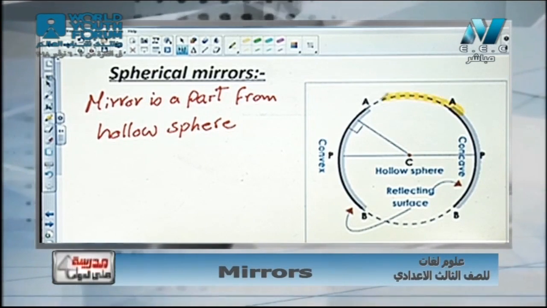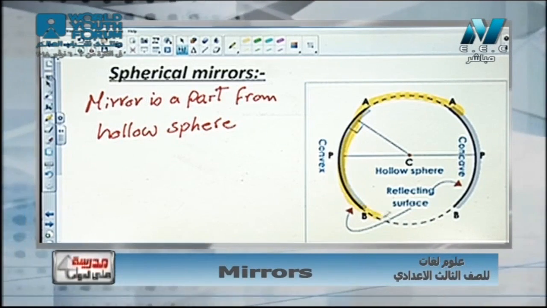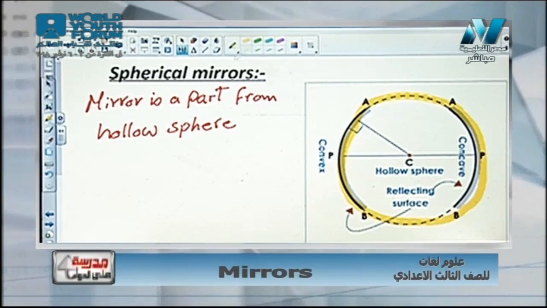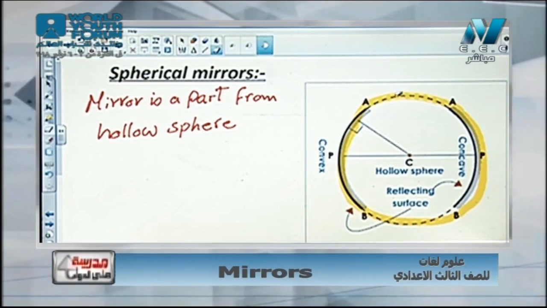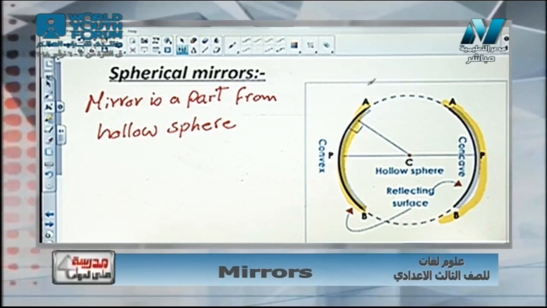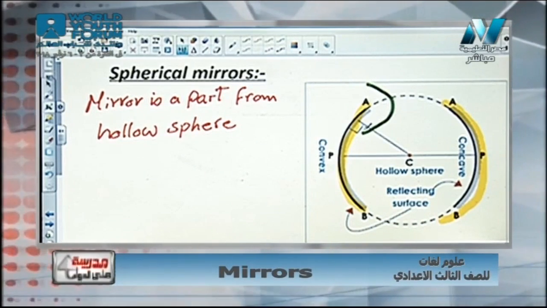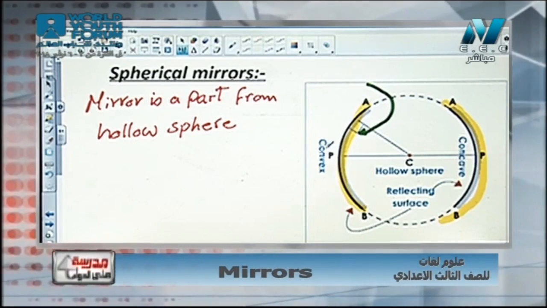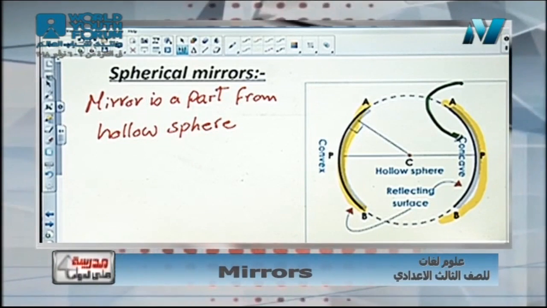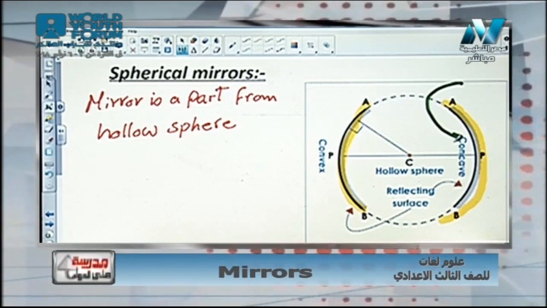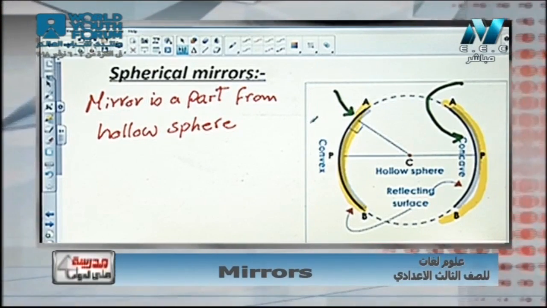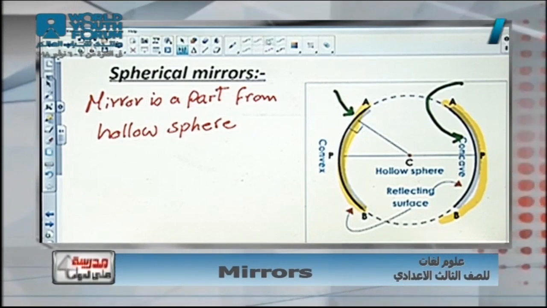Here we have a sphere, as we can see. So this mirror is a part from a hollow sphere. And we have two types of the spherical mirror. Number one, we have the concave mirror as the inner part of the sphere, and we have the convex mirror as the outer part of the sphere.